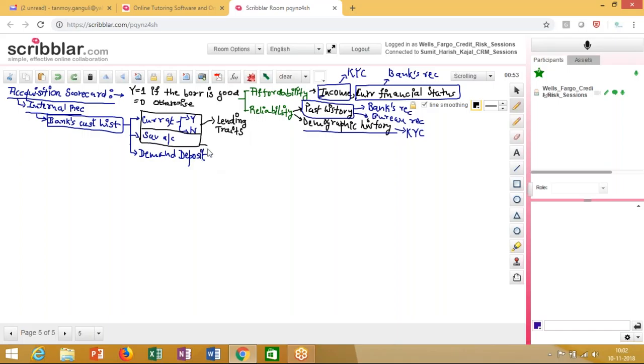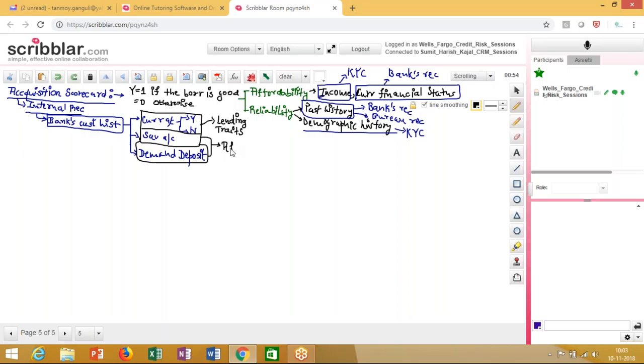Now, savings account and demand deposits, right? These are accounts which give you an idea about the affordability of the borrower, right? So they give you an idea about how affordable the borrower is.